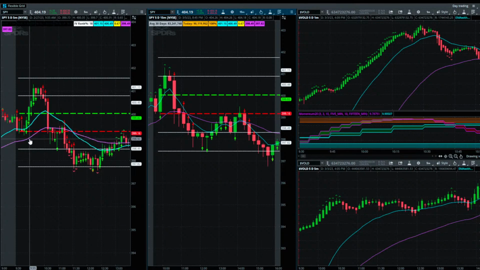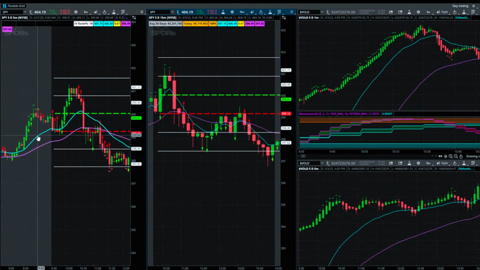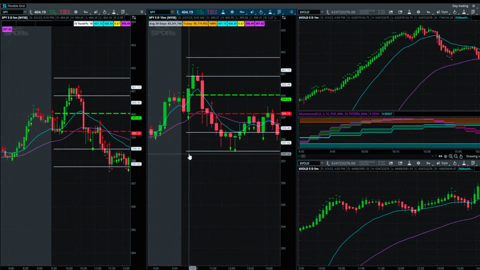So this is what I look for. We open the day here. You can see we're already riding this blue line, which is the 20 EMA, and our 20 EMA is already over our 50 EMA. So what do we have to do? We have to think bullish. We start the day in a bullish move, so we expect that to continue.